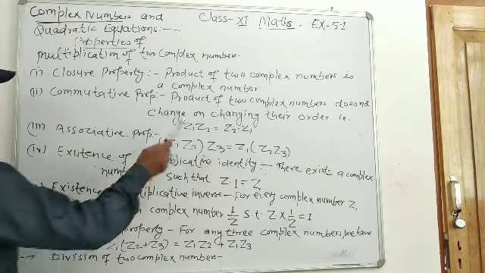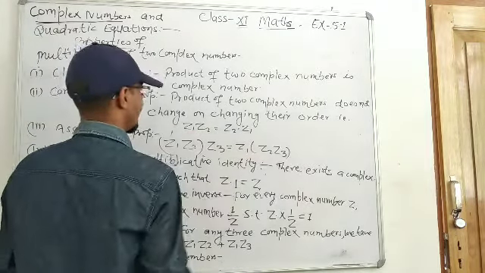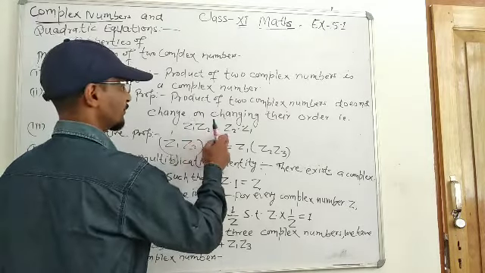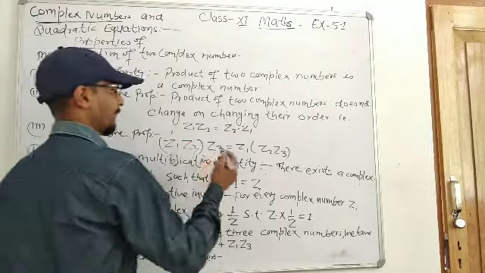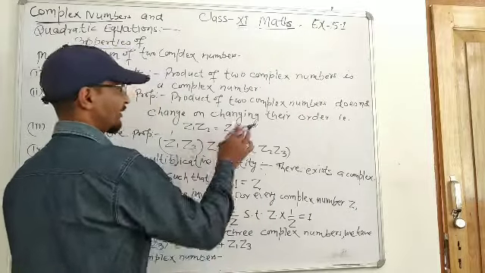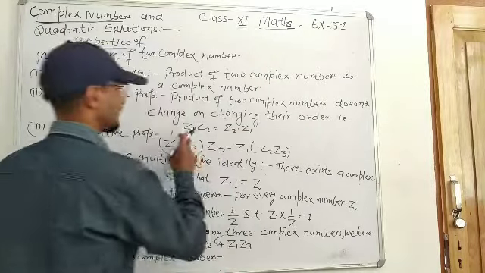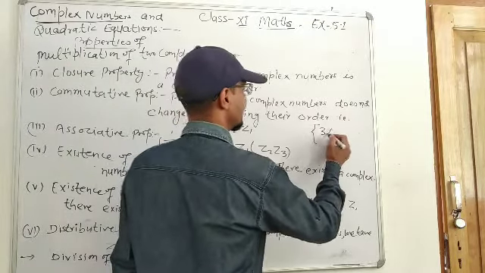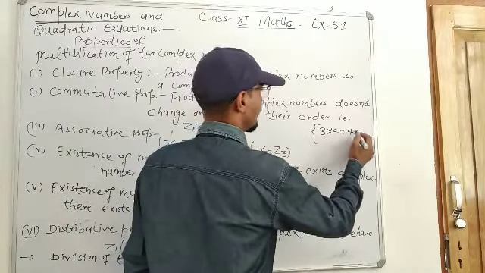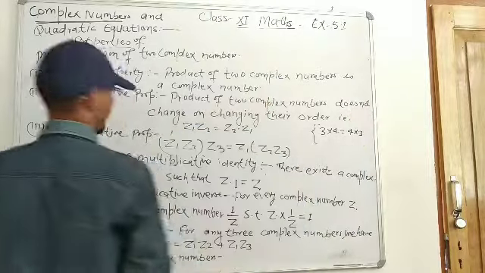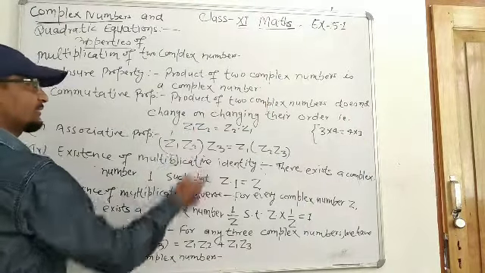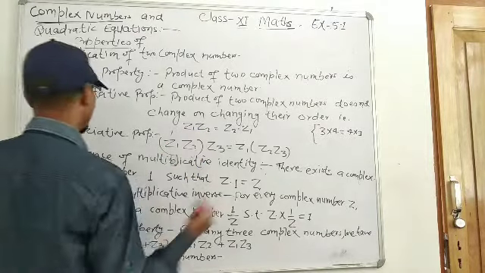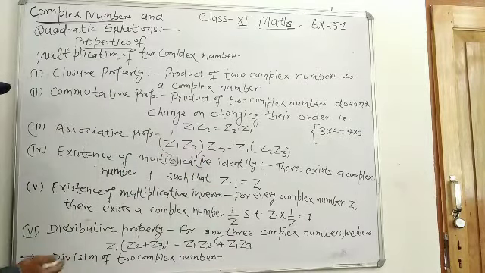Commutative means the product of two complex numbers doesn't change on changing their order. Like z1 into z2 is equal to z2 into z1. There is no difference when the order changes. In real numbers you have studied, 3 into 4 can also be written as 4 into 3. Just like that, if two complex numbers z1 and z2 are given, we can also write z2 into z1.